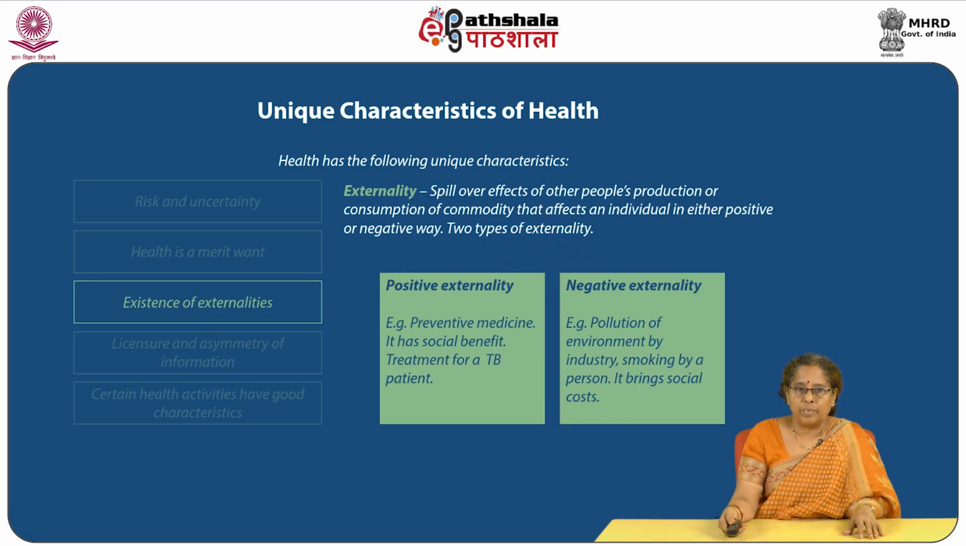Negative externality: pollution of the environment by industry is one example. Another example is smoking by a person. It brings out social costs, because cigarette smoking is a private cost. Though it is a private cost, it affects the others who are around him. So there are social costs involved for others and also for the society.